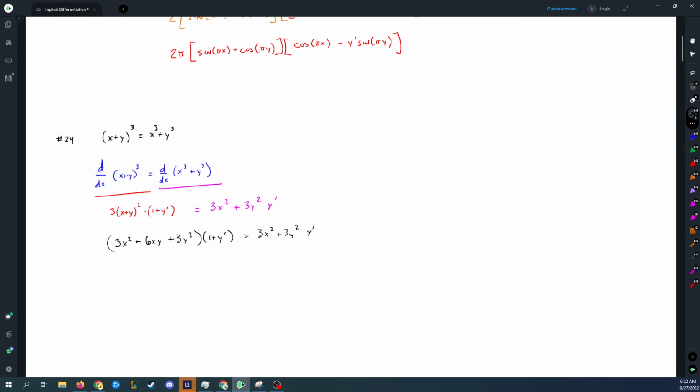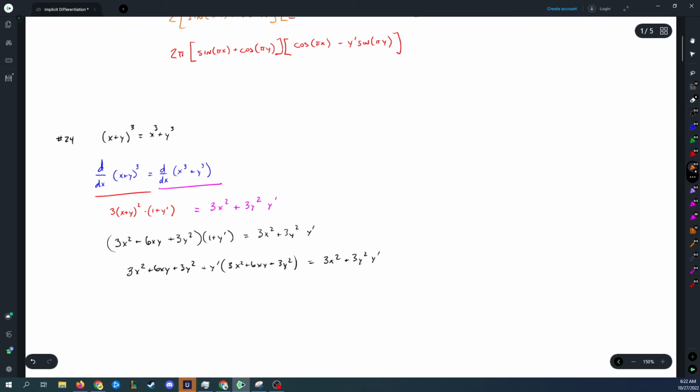Remember, my goal is to get my y primes together. That's my goal. So I'm going to make a hot mess of this stuff here. So using distribution, this stuff times 1 is just going to be 3x squared plus 6xy plus 3y squared. And then times that stuff, I'm going to go plus y prime times this stuff, which is 3x squared plus 6xy plus 3y squared. Okay, equals 3x squared plus 3y squared y prime.